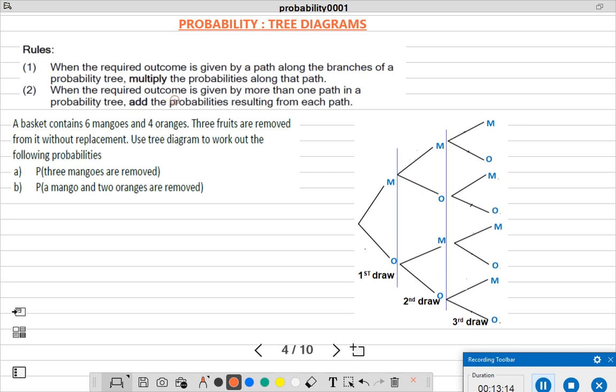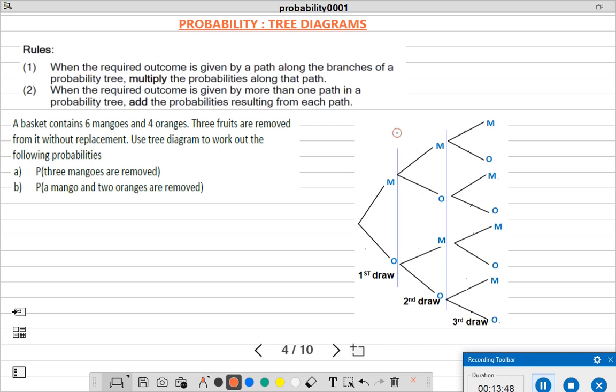When the probability of the required outcome is given by more than one path in a probability tree, we add the probabilities resulting from each path. For example, we may need 2 mangoes and an orange. This is mango, mango, orange. When you come here, orange, mango, mango. So we shall have this path here and this path here. We first multiply, we get the answer, and even here we multiply, we get the answer, and we add. We are going to understand it more from this example here.